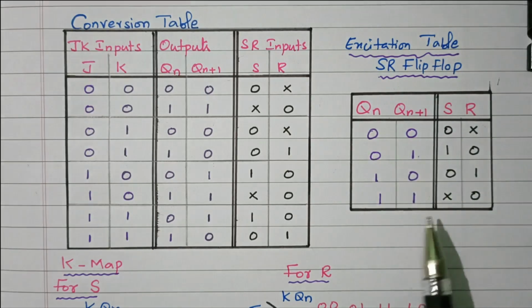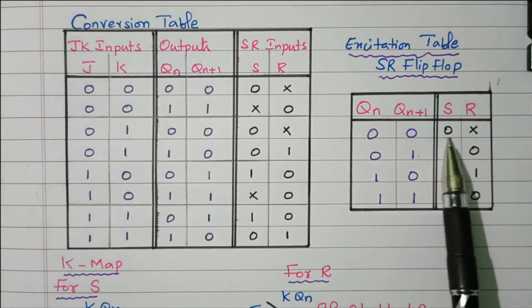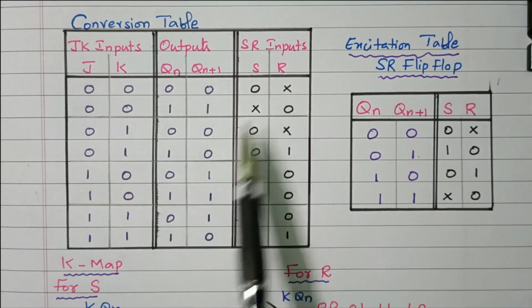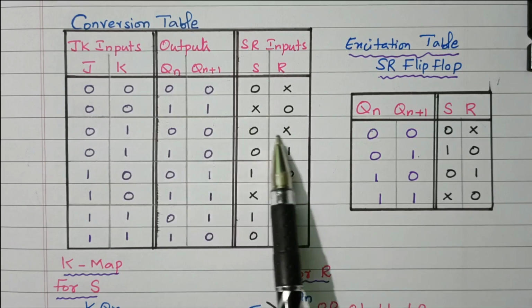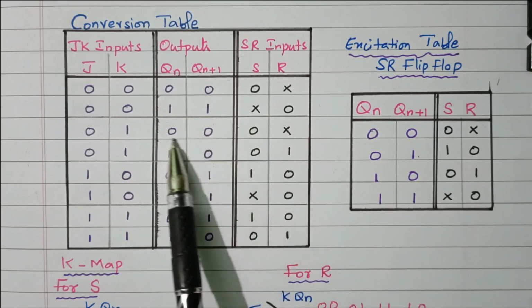So based on this excitation table, now we need to fill this SR input. See, 0 0 means 0x. So where is 0 0 0 available? So 0x. Here also 0 0, so 0x. So by giving 0x input, we'll get the property of the JK input.